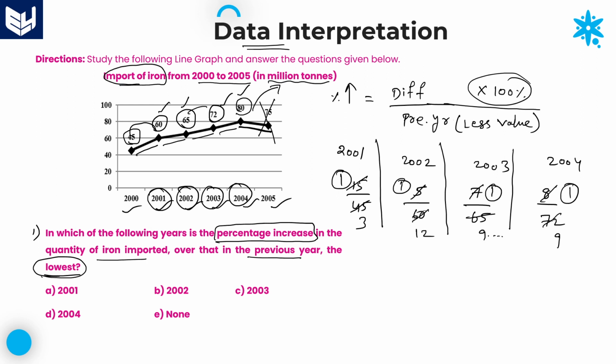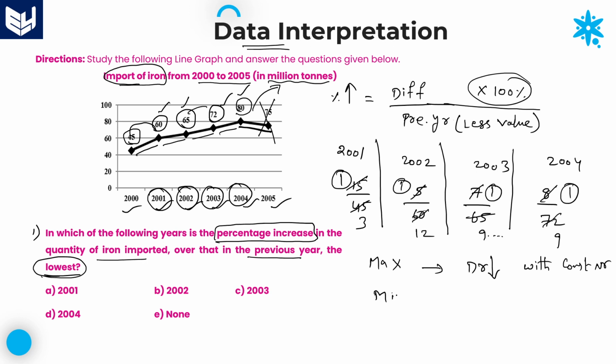Whenever numerators are equal, if you want to check whether that particular year's value is the minimum value or maximum value: if you want the maximum value, the denominator should be minimum with a constant numerator. Here the numerator is constant for each and every year. If the denominator value is minimum, then that particular fraction is maximum.